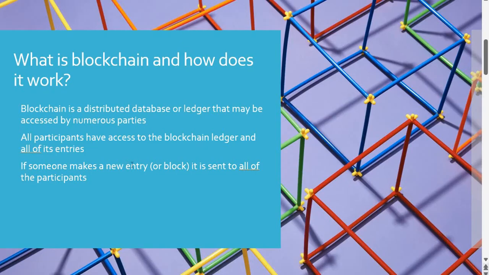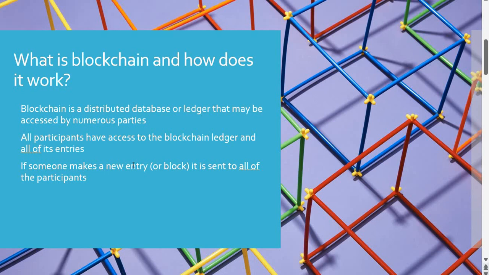Blockchain is a distributed database or ledger. It's a record keeping system, but it's a record keeping system that may be accessed by numerous parties. So normally when you make a transaction, you have a lot of different databases that transactions are entered into. You have the seller's database, you have the buyer's database, you may have a supplier's database. You have three different record keeping systems of the same transaction.